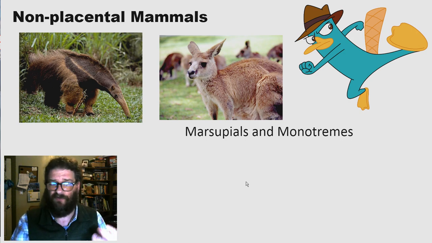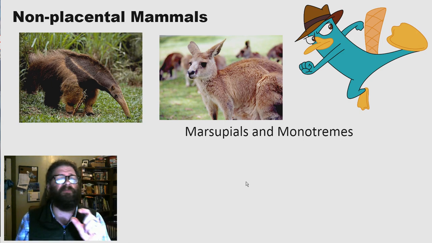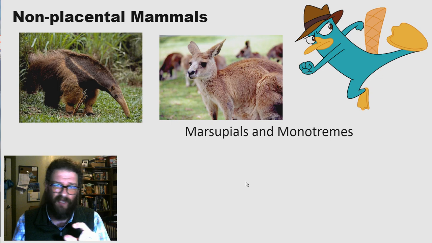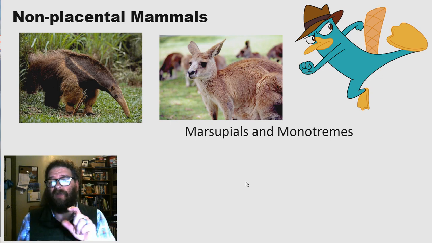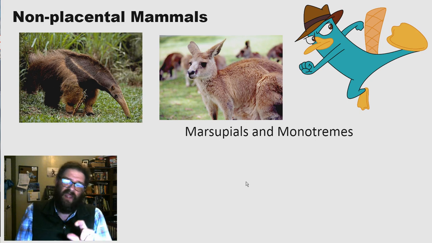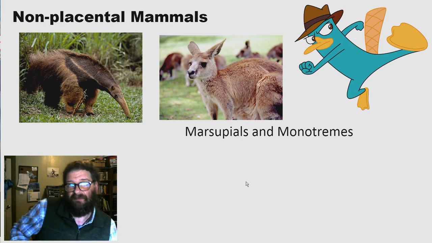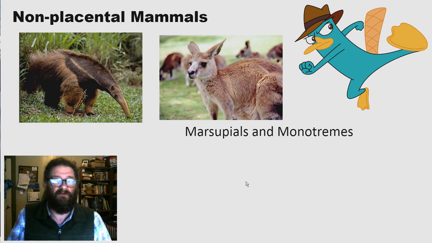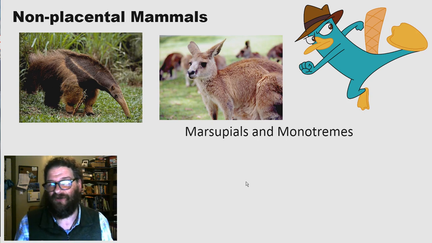Conception, fertilization, takes place internally. Mom gives birth to a really, really underdeveloped embryo. It looks almost like a little grub. And it's got to crawl its way from mom's vagina all the way up into the pouch. Mom's going to help it out. She licks a little saliva trail for the larvae almost, the embryo, to crawl its way into the pouch.